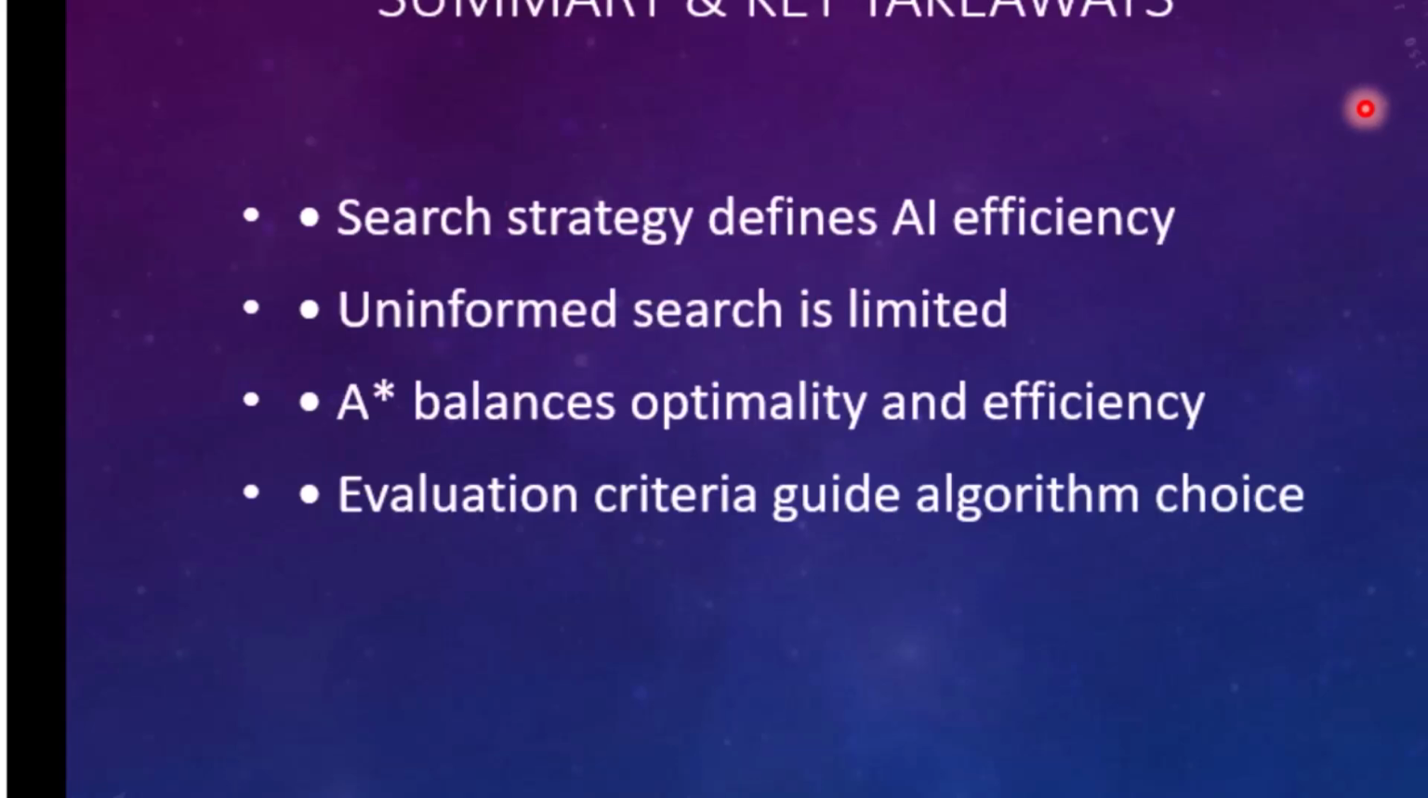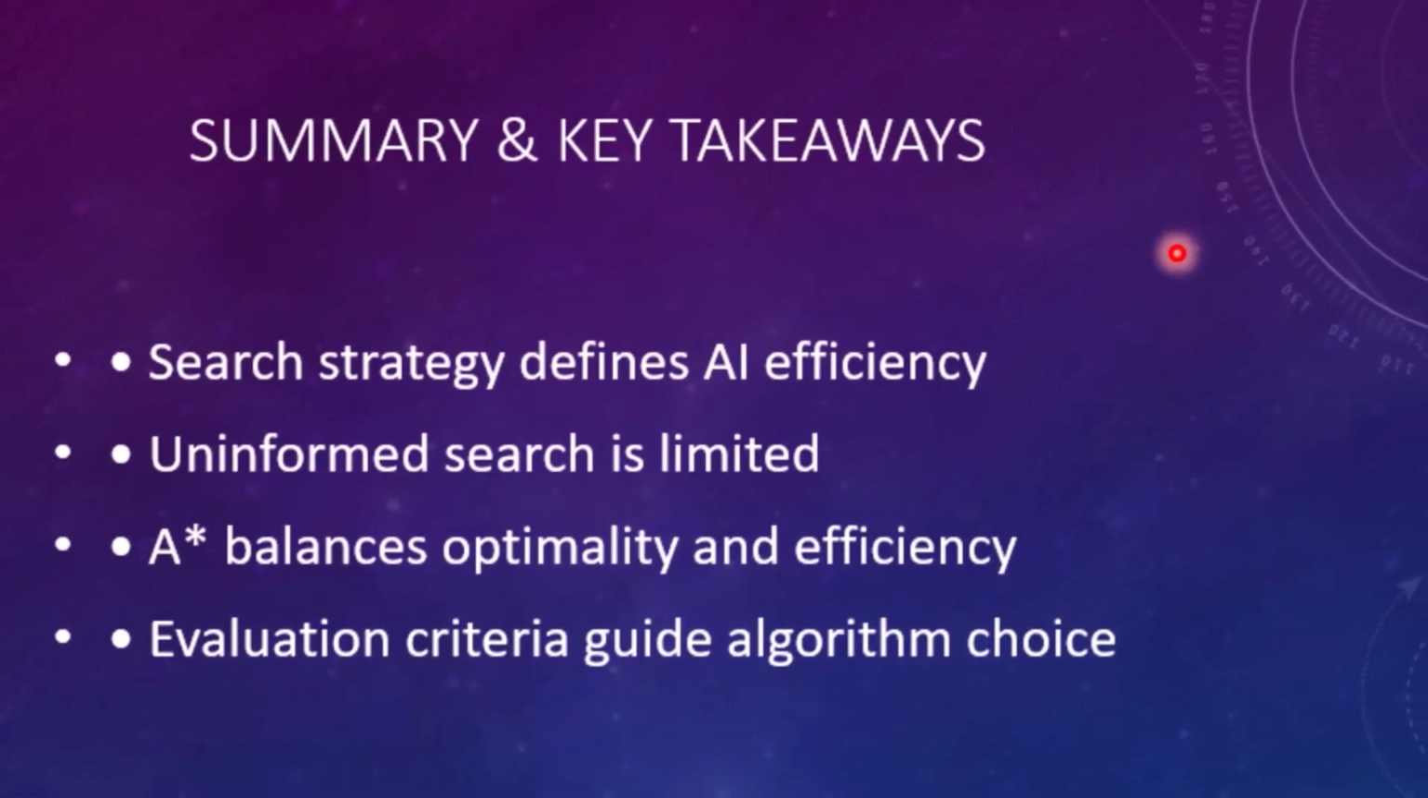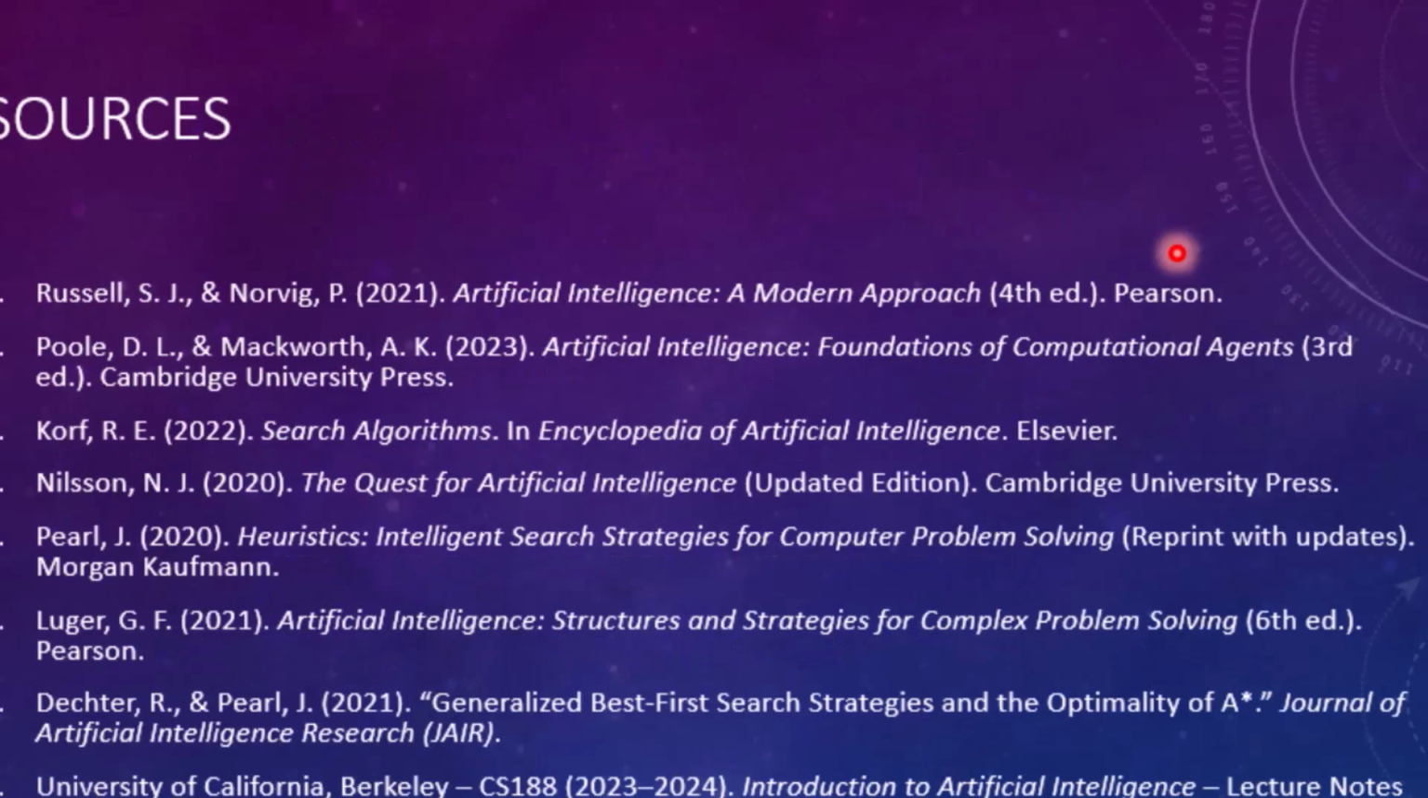So the summary is that search strategies define AI efficiency. Uninformed search is limited. A-star balances optimality and efficiency, and is actually the best. And evaluation criteria guide algorithm choice. Okay, and here are the sources.